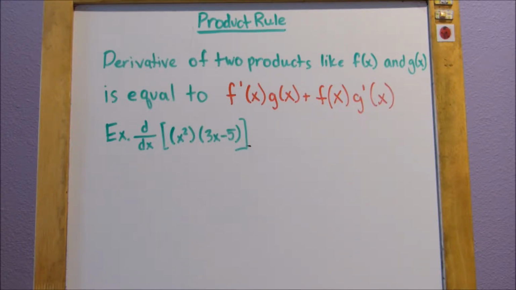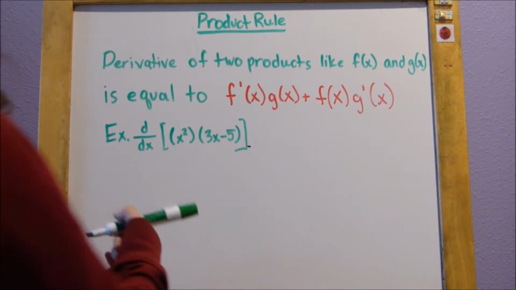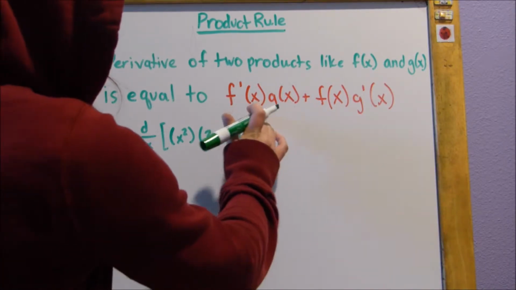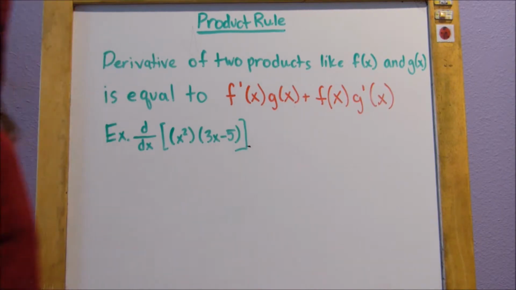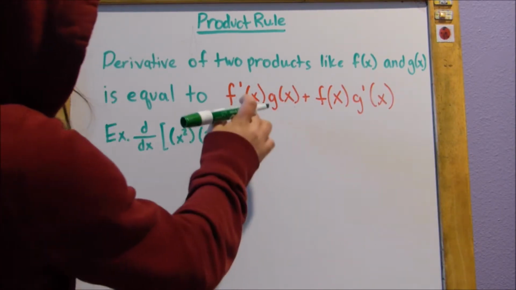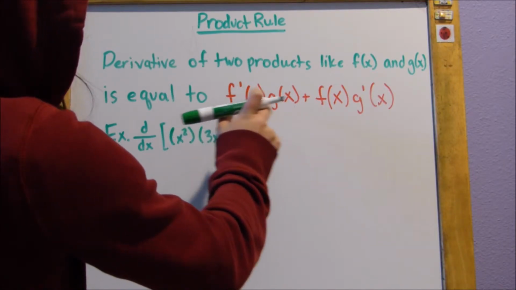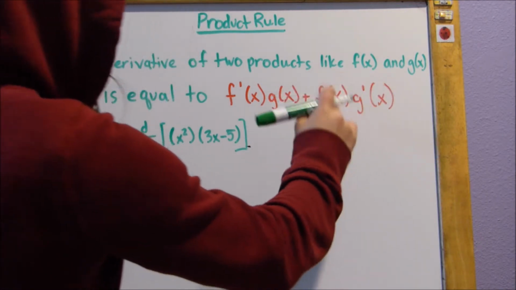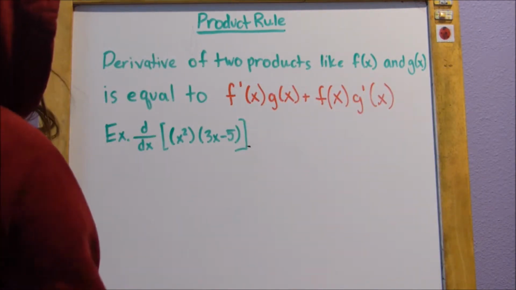So here we have this example, and it's asking us to find the derivative of x squared times 3x minus 5. The first thing we should do is assign one as f(x) and one as g(x). It doesn't really matter which one, because it's going to end up being the same expression, just flipped. You're still going to take the derivative of one and multiply it by the original of the other.